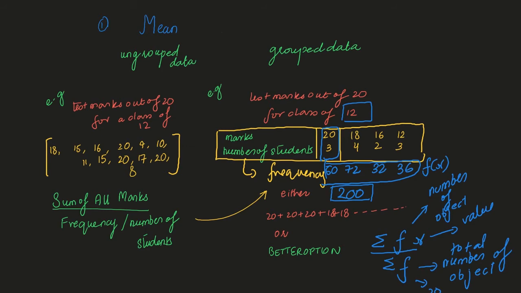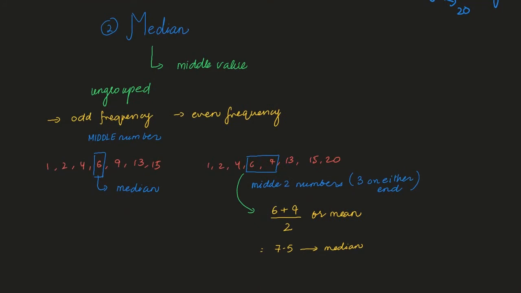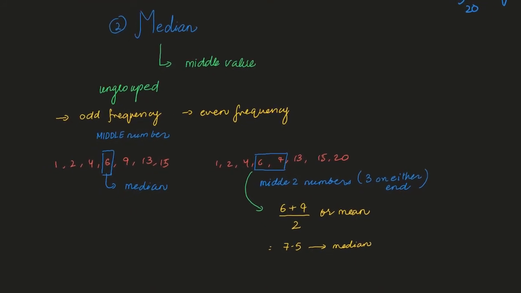Now let's move on to median. When we talk about median, again, there's ungrouped and grouped data. First of all, let's talk about the ungrouped data. Within the ungrouped data, there are two types of questions that you can get. In the first one, you have an odd frequency, and in the other one, you have an even frequency. So here you have ungrouped data like this one: 1, 2, 4, 6, 9, 13, 15.